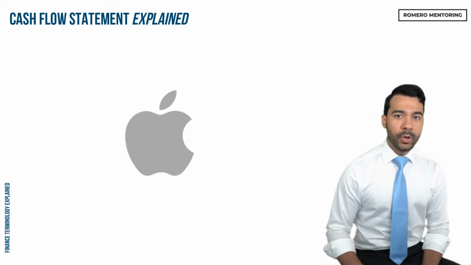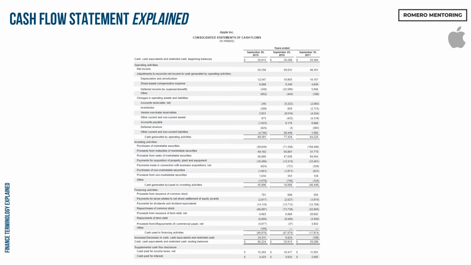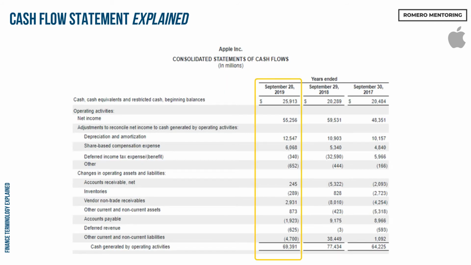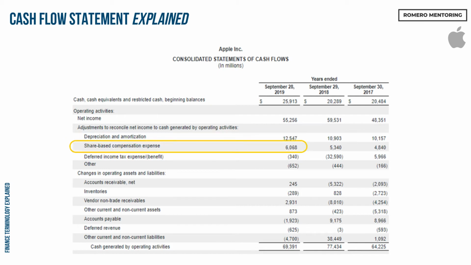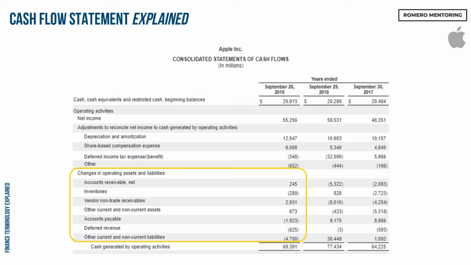Let's look at Apple's cash flow. Now, when looking at Apple's cash flow, the first section, cash flow from operating activities, you'll see that they generated in 2019 $69.3 billion. Upon a closer examination, you'll see the first line item is your net income, which generated $55.2 billion. You'll see that depreciation and amortization is $12.5 billion, and they added back share-based compensation of about $6 billion. They also accounted for their changes in working capital, their current assets and current liabilities, and the aggregate of all of this was a positive cash flow for 2019.